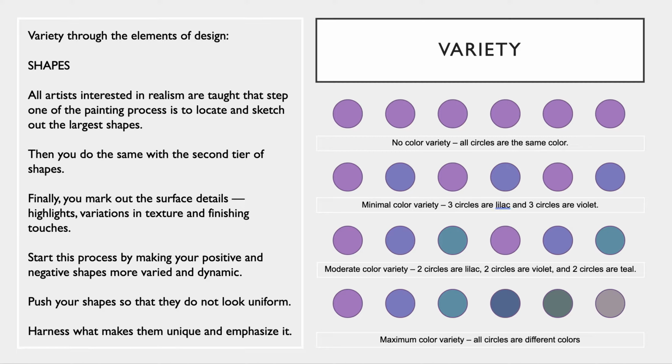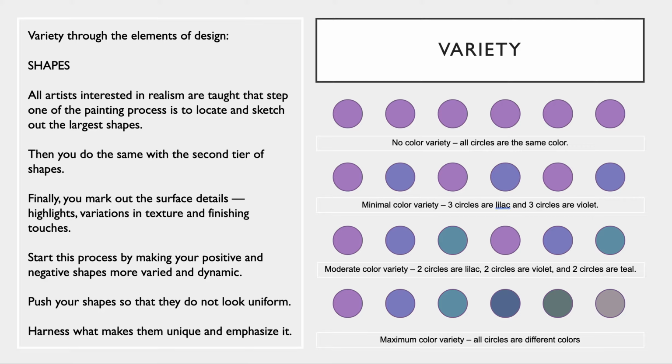Okay, so let's talk about how to apply variety using some of the elements of design. So shapes. Look at the first row of circles. We are unified by the fact that there are 6 lavender circles that are outlined by a darker lavender thin border. They're identical. So there's no color variety here at all. Everything is the same. So we've now moved down a step.